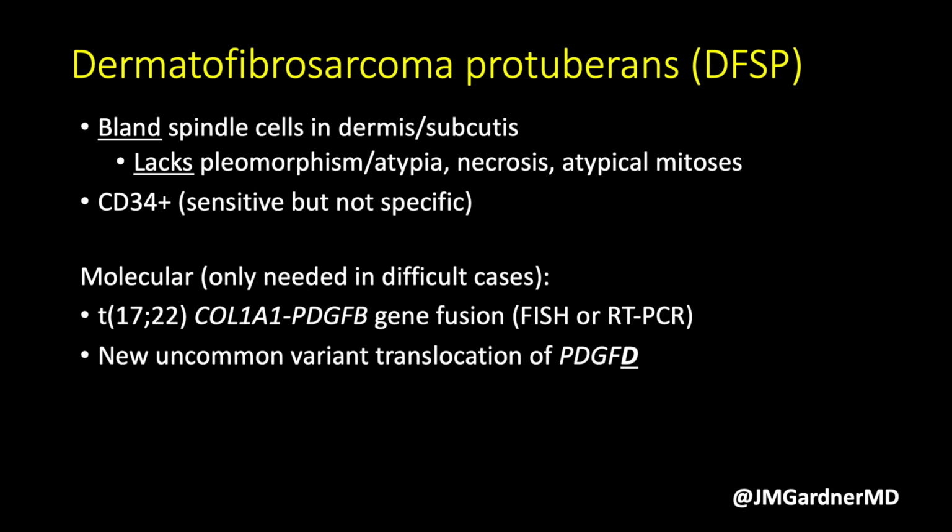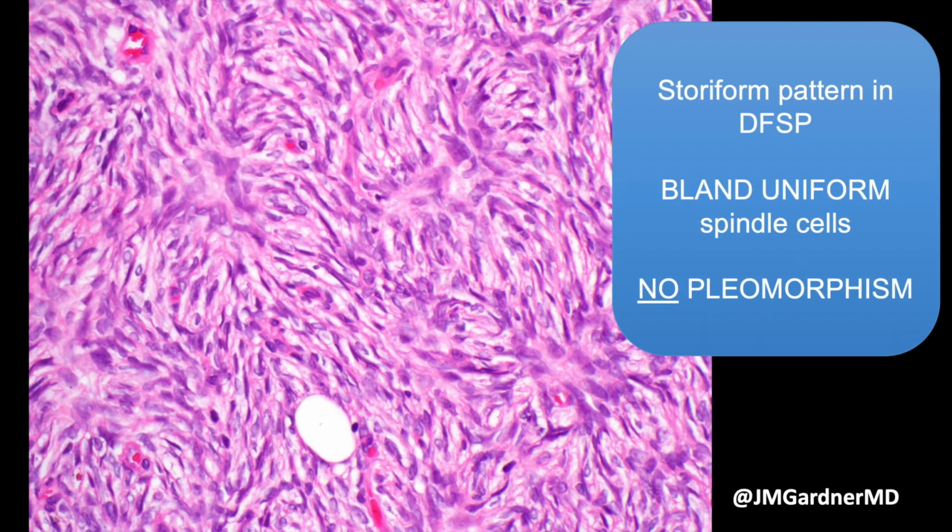In straightforward cases, molecular, in my opinion, is not needed, but I do it on cases where I'm either pretty sure it's DFSP, but I'm not certain, and they're going to go do a big surgery, or much more often where I'm pretty sure something's not DFSP, but it's a bland CD34 spindle cell thing, and I'm not able to classify it otherwise. Those are the cases where I do the FISH just to be sure I'm not missing something like a DFSP.